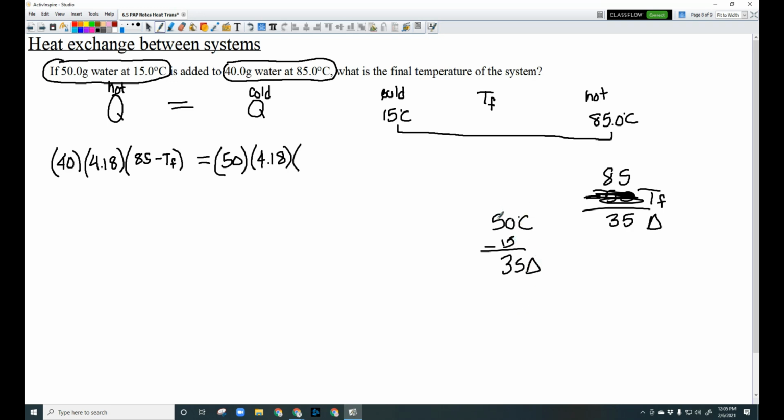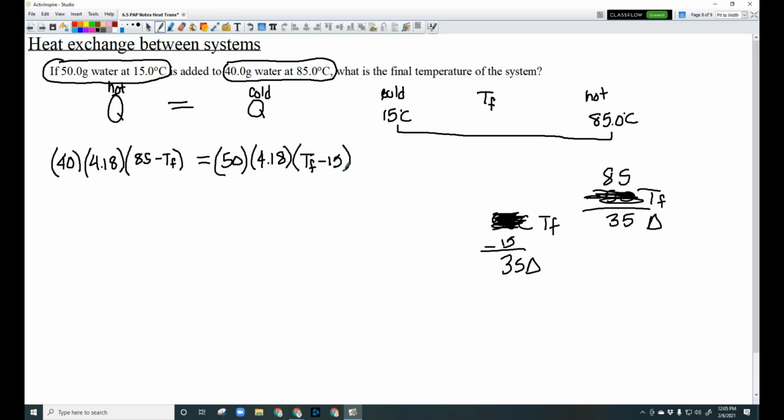So we have to take 50 minus the 15. So now this is T final because we don't know that it's 50. I'm just guessing. So it's T final minus 15. So on this side of the equation, we're going to have T final minus 15.